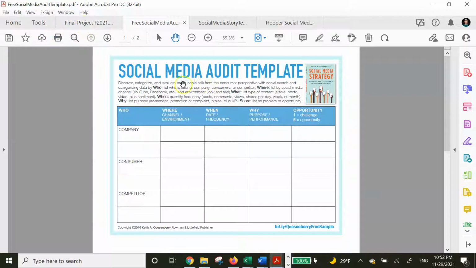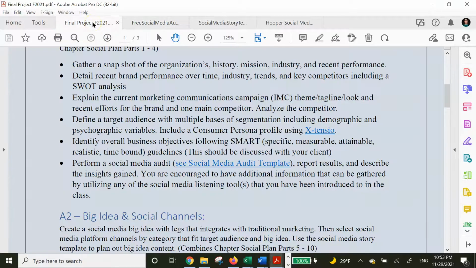Okay, so in this audit, you're basically going to audit the consumer, the company, and the main competitor. And then you're going to check the channels, the frequency when they post, why they post it, and what type of opportunity it represents for the company. Because by collecting this information, then you can realize how you are going to achieve your goals.